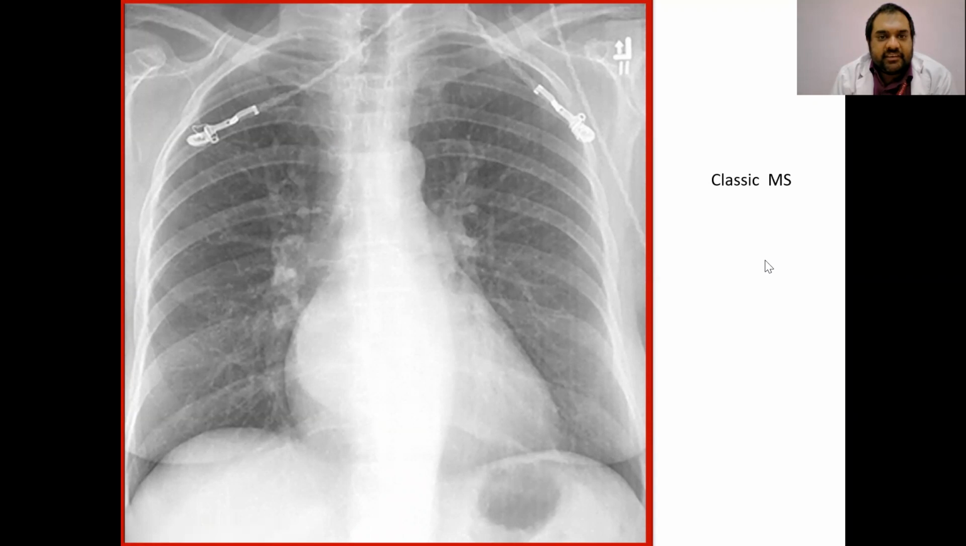And this is a frontal chest radiograph showing the straight heart border, splaying of the carina, and we can see the double density heart border, which gives the suspicion of left atrial enlargement. You see the left ventricular enlargement, mild cardiomegaly. These features are suggestive of classic mitral stenosis.